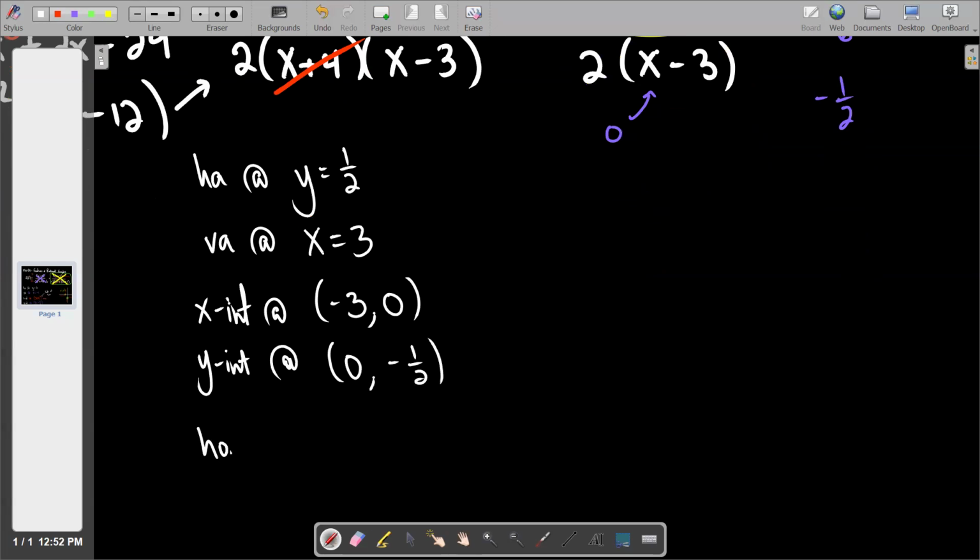And then finally, hole. Is there a hole? Yeah, because we canceled something out. There's going to be a hole. If we cancel something with a variable in it, there's going to be a hole. And we know the x-coordinate of the hole is what? -4. But we learned today, and some of us yesterday, how to find the y-coordinate that goes with a hole.